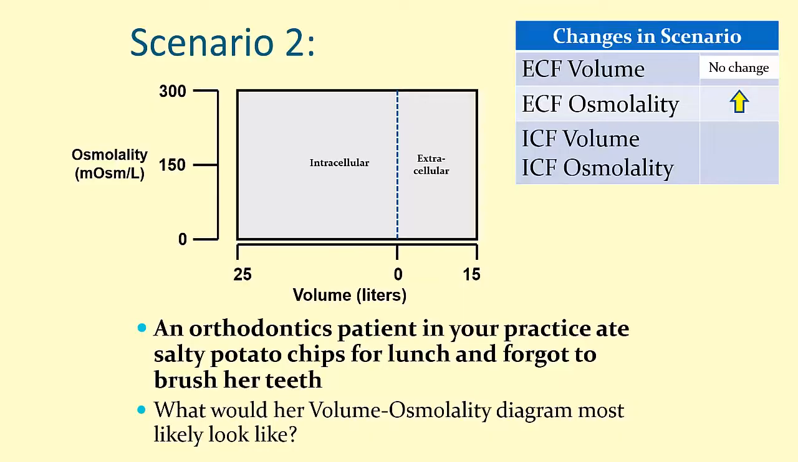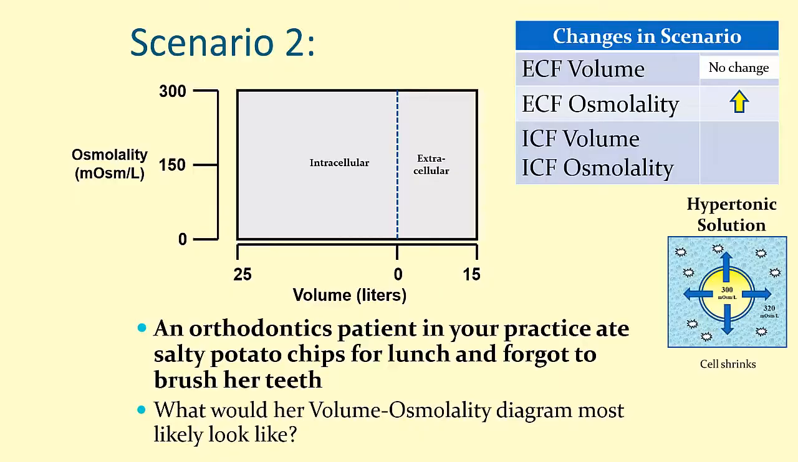The cells of the body have now been placed in a hypertonic solution. As you will recall from our basic diagram, this hypertonic saline solution would cause the cells to shrink, moving fluid via osmosis from the intracellular compartment to the extracellular compartment. So in this case, our intracellular volume would go down, and we must revisit our extracellular volume, which we now know would increase. The intracellular osmolality would also increase due to the loss of water. So in this case, we would see a volume osmolality diagram that looks like this.